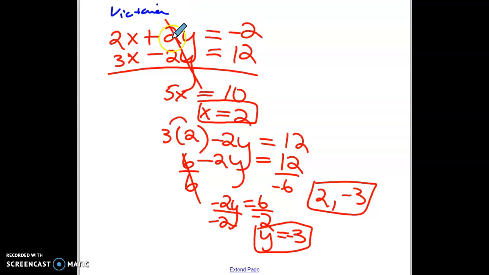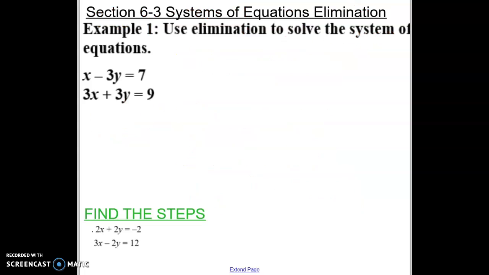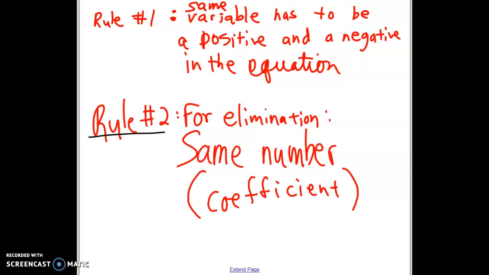We could follow it along. The second problem, we went through it very quickly. Like, people, we're starting to get this. But I still want to know, can you, in your own words, tell me what this rule is? And the rule is, if they have the same variable, it has to have a positive and a negative in the equation. And then in rule 2, the elimination has to have the same number, the same coefficient. One has to be positive, one has to be negative, one's negative, one's positive, and they have to have the same coefficient.